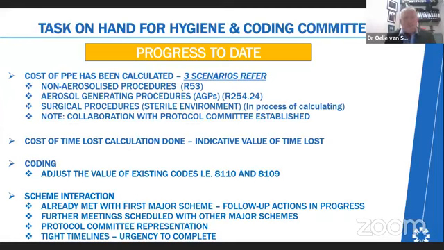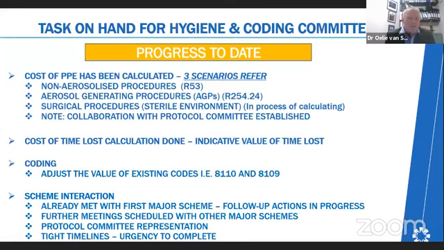And then there are aerosol generating procedures where significantly enhanced levels of PPE need to apply. And for that, we've calculated an amount of 254.24 Rand. And then in terms of surgical procedures within a sterile environment, we're just busy completing the calculations thereof. And then very importantly, we've established collaboration with the protocol committee, which was a good thing because we then could work closely together to make sure that the cost of the PPE and what's to be used under the different scenarios resonate with the clinical protocols.